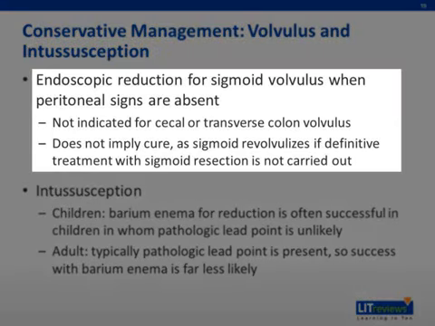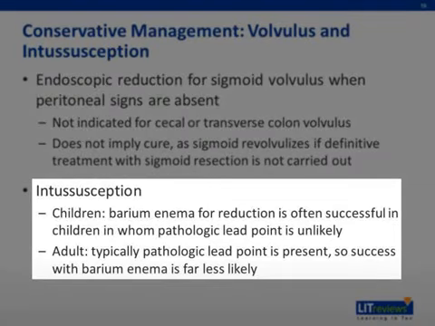Endoscopic reduction is indicated for sigmoid volvulus when peritoneal signs are absent, which would imply dead bowel or perforation. Endoscopic reduction is not indicated for the less common cecal or transverse colonic volvulus. Reduction of a volvulus does not imply cure. The sigmoid usually revolvulizes if definitive treatment with sigmoid resection is not carried out.